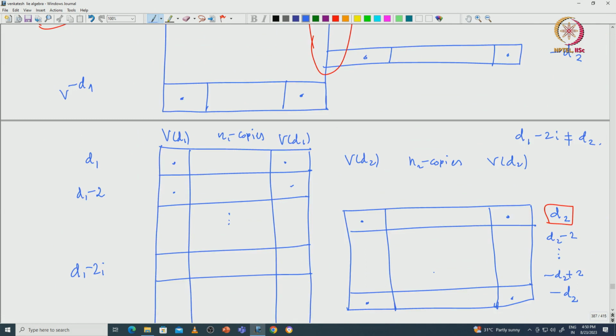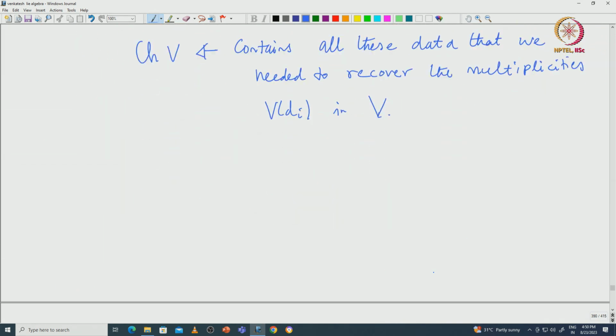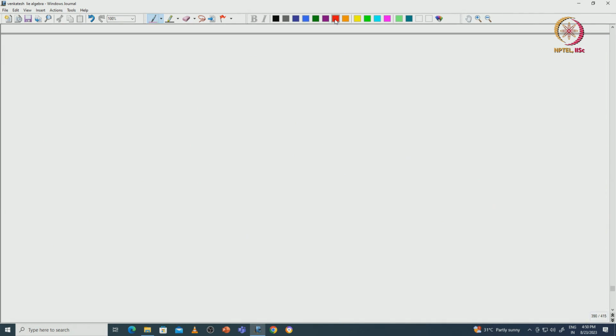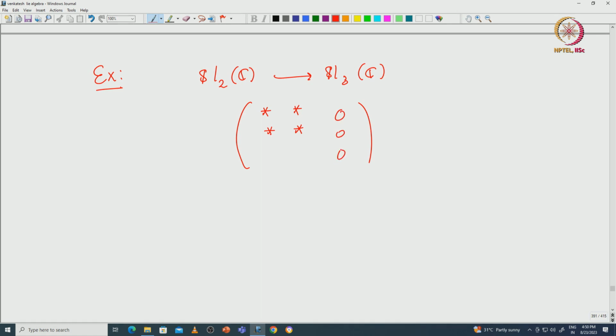To get more of a hands-on feel, one should do lots of examples. Maybe I will leave one important example for you to check. I leave it as an exercise, and you can do the calculation and see what happens. SL2C naturally sits inside SL3C. How it sits: you can take 3 by 3 matrices with stars in the upper-left 2 by 2 block and 0 elsewhere. This is sitting inside SL3C and it is naturally isomorphic to SL2C.